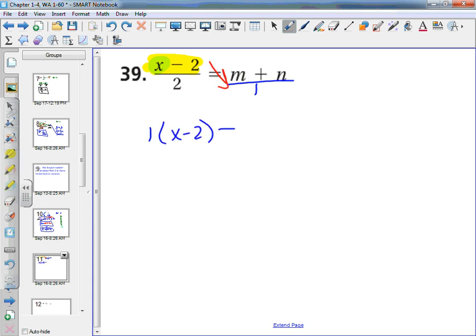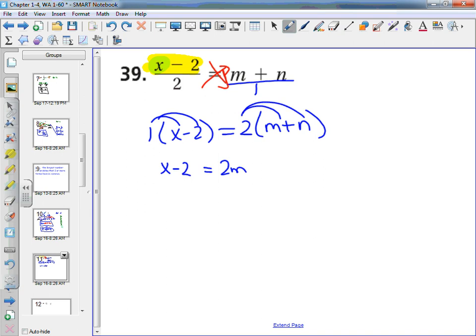1 times x minus 2 equals 2 times the quantity m plus n. Does it look easier already? I don't have the ugliness of fractions, do I? What would be throwing you off now before I even solve for x? There's parentheses there. Wouldn't it be easier if I eliminated my parentheses by doing what? Distributing. So I'm going to distribute the 1, which does not change anything here. Do we all see that? Go to the next one. 2 times m is 2m. 2 times n is 2n.